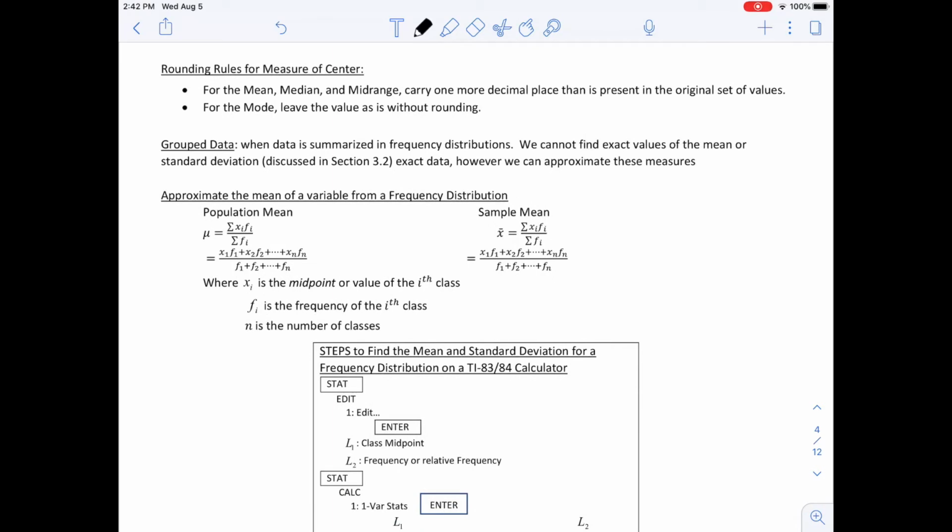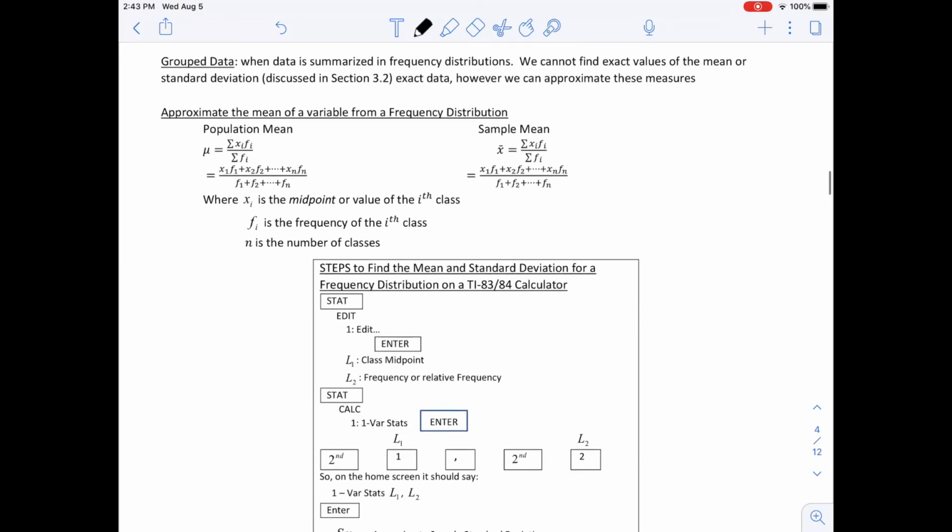Rounding rules for the measures of center: for the mean, median, and mid-range, carry one more decimal place than is present in the original set of values. For the mode, leave the value as it is without rounding. For you guys, it's mostly done with MyOpenMath, and MyOpenMath will clearly communicate how to round. If you are dealing with something that is written, I will clearly communicate how to round also.